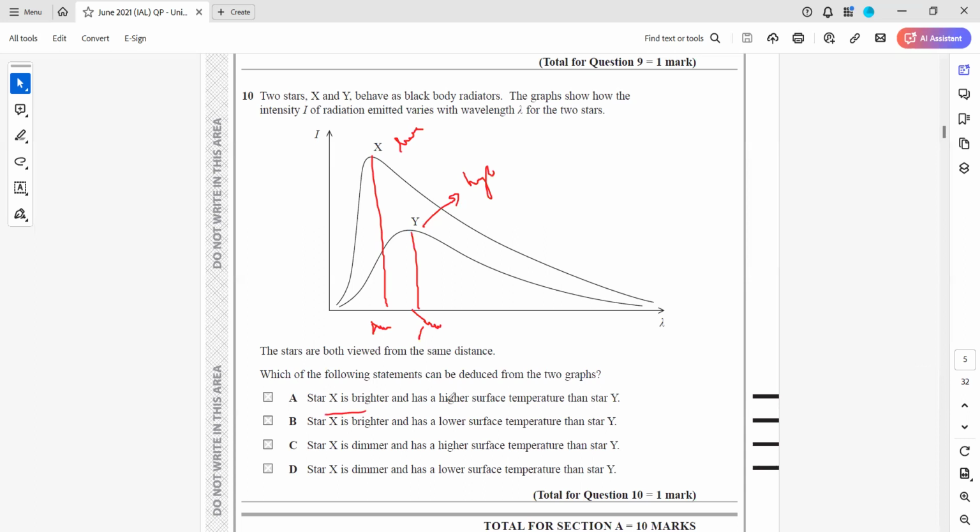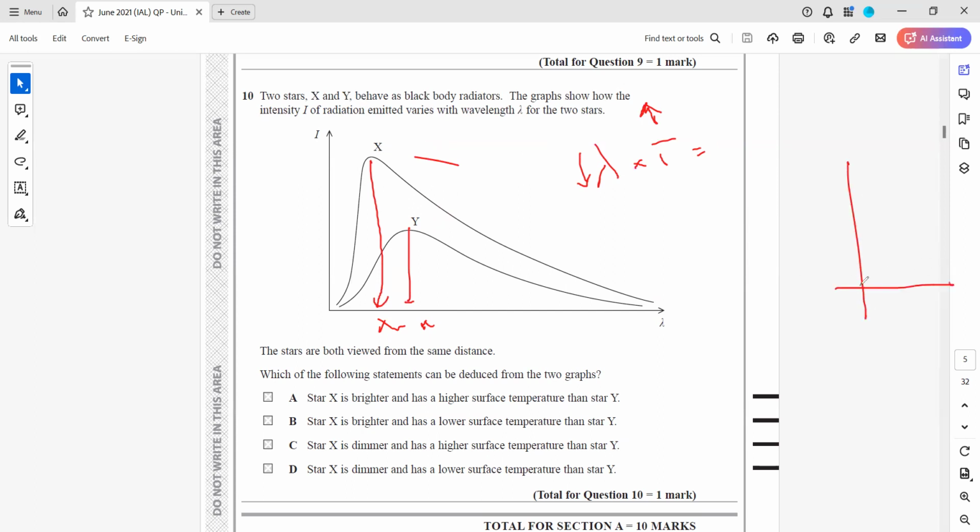Star X is brighter. Okay, sorry. This is a wavelength graph by mistake. I thought it was a temperature graph. Yeah, because see the relation between lambda max and T, they are inverse. So this is lambda max for X and this is lambda max for Y. Lambda max for X is smaller, which means it should have a high temperature. So this is a wavelength graph.